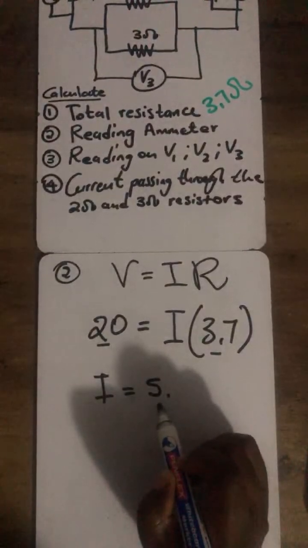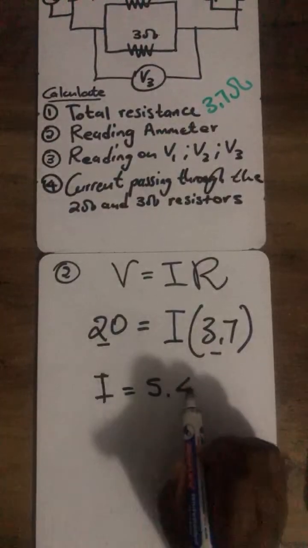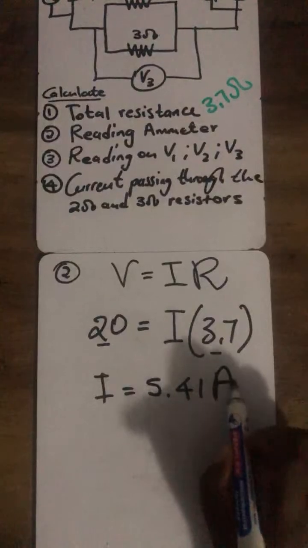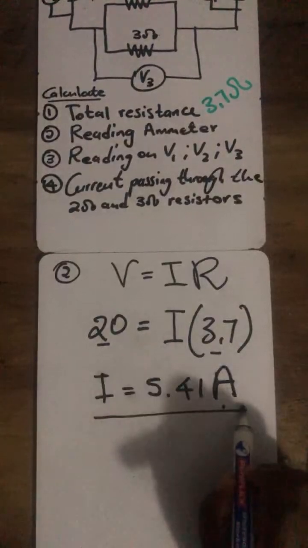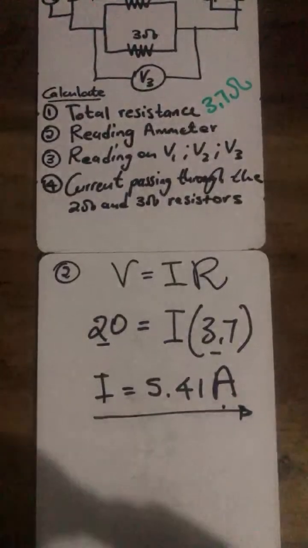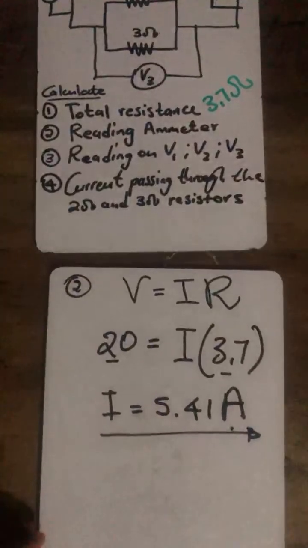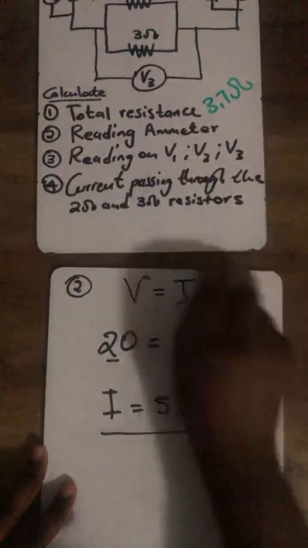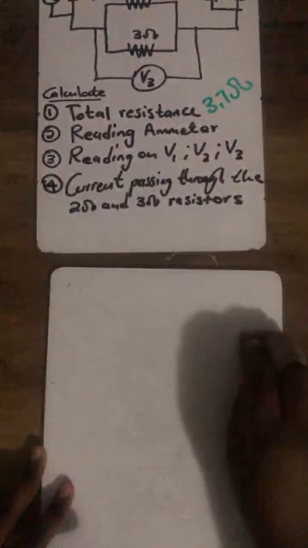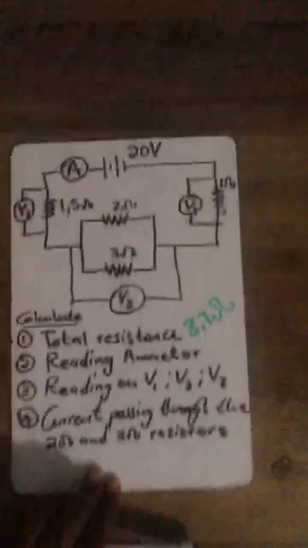Let's see what you guys got. 5.41. Yes, 5.41. Then you say amperes. If you don't say amperes, it is wrong. You need to state and say 5 amperes. Okay, so now very quickly, let's move on to the next question. Looks like most of you did get it correct. So now we move on to the next question. I'll just write the answer that we got there.